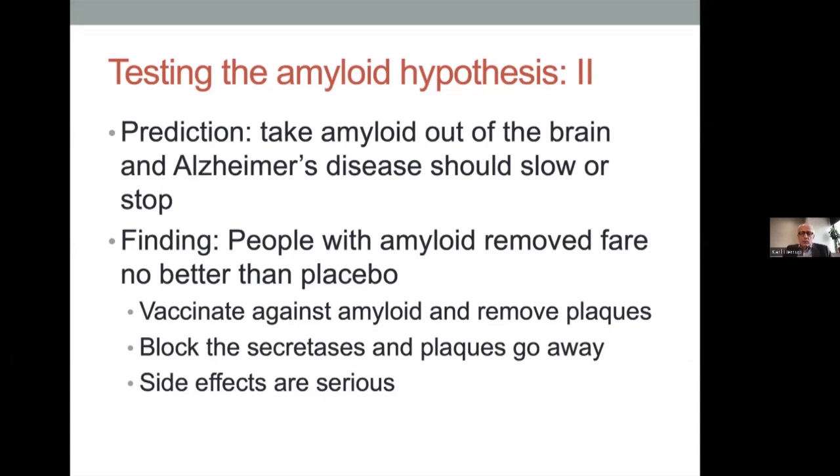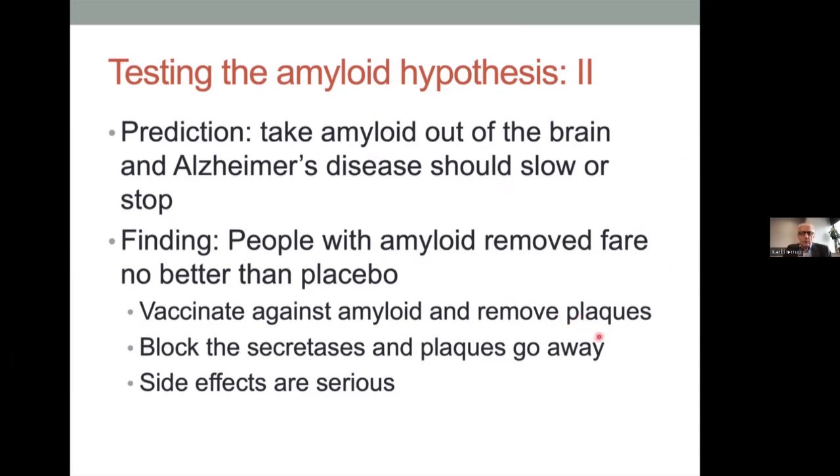Let's take people who have the deposits and who have begun to show signs of dementia, and let's take the amyloid out of their brain. The prediction would be, if we're completely straightforward about it, that this should either slow the progression of the disease or stop it altogether. Now, in neurodegenerative diseases, we're never looking to cure or restore function. No one's holding that out as a goal, but we should be able to slow or stop the disease.